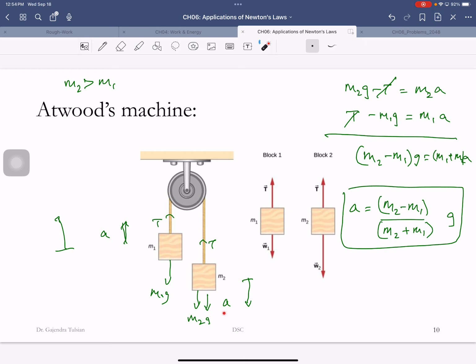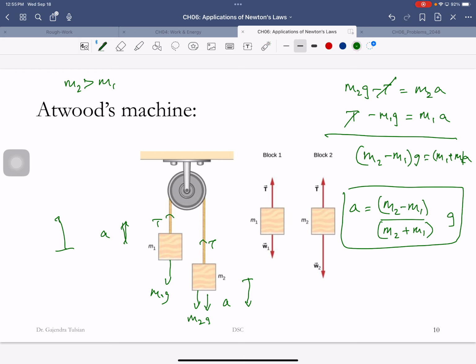So you see the magnitude of the acceleration of this guy is given by that expression. If m2 is equal to m1, that factor would be 0 and the acceleration would be 0. So this would not have any acceleration. If it was at rest, it will remain at rest, or if you get it moving, it will move at constant velocity. If m1 were 0, a would be m2 divided by m2, that would be 1, so a would be equal to g.